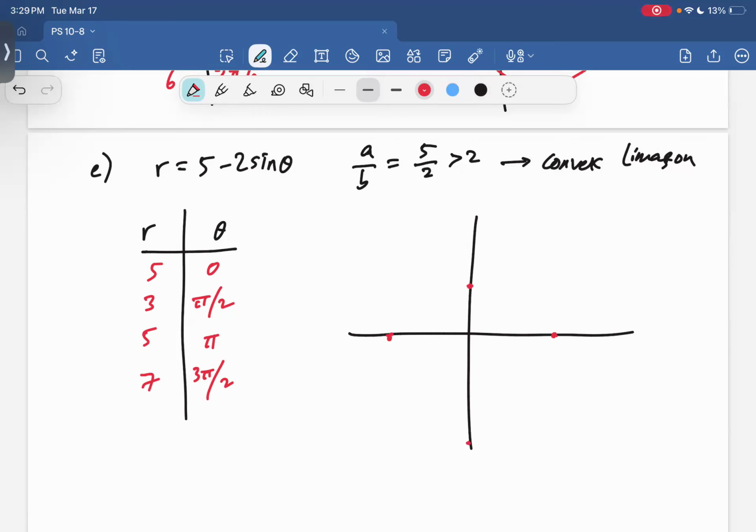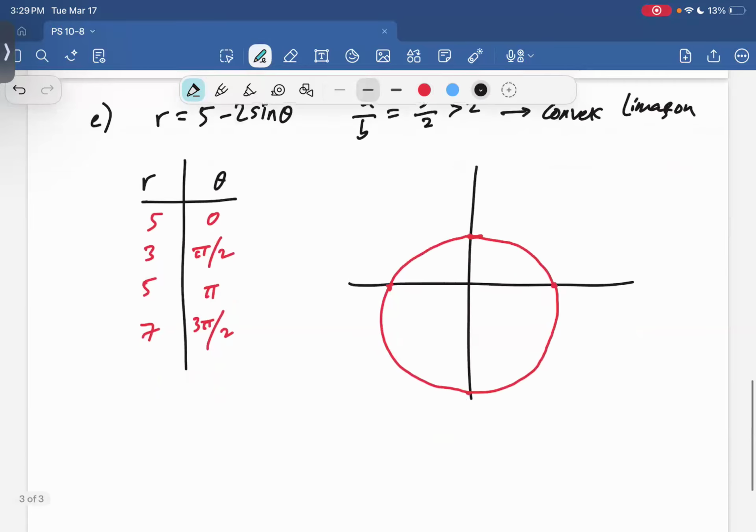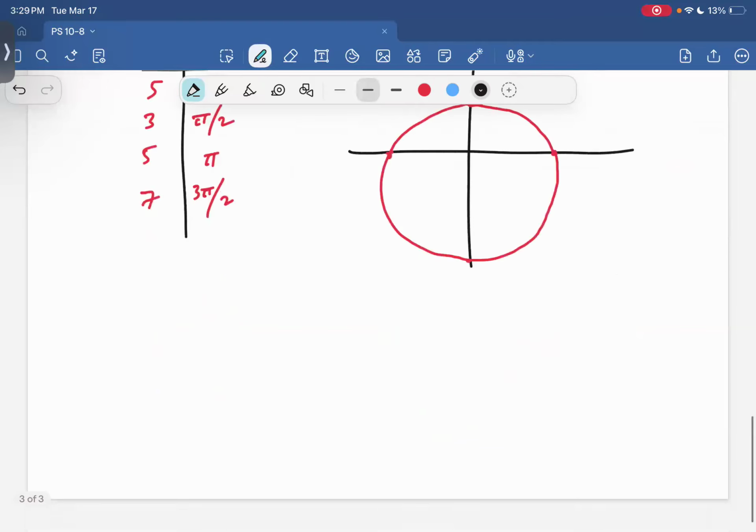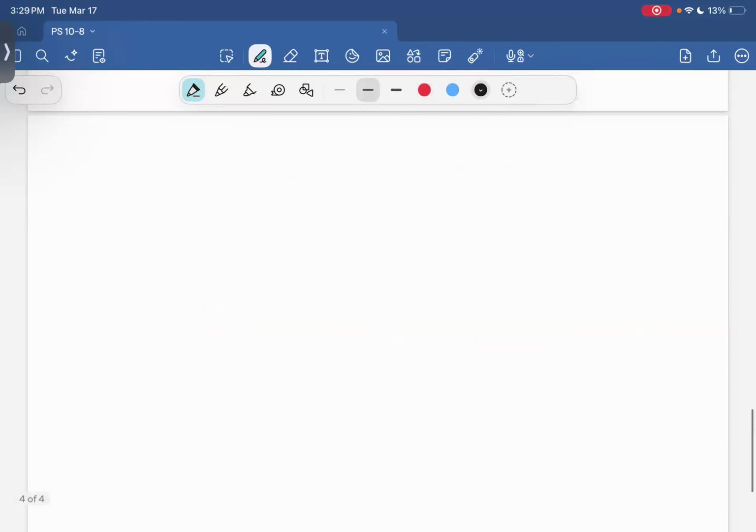And this is convex, so there should be no dimple at all. It'll just be flat here, and then it'll round out like that. Okay. It's not an oval, it's not an ellipse, because it's not symmetrical. It's a convex Limaçon.